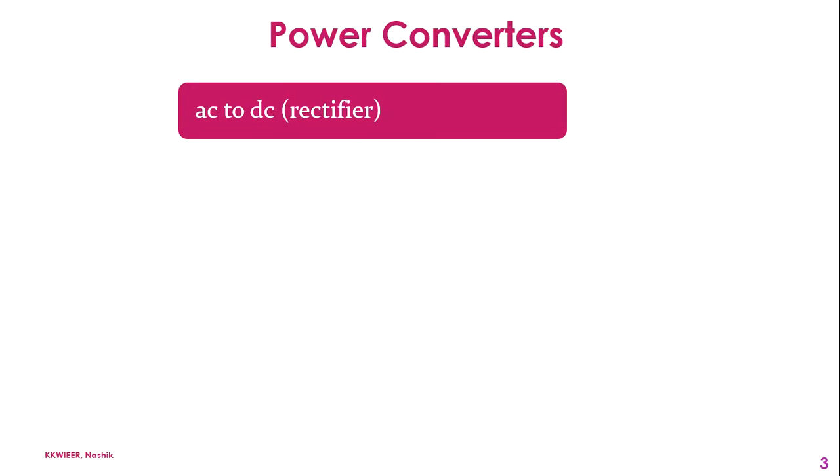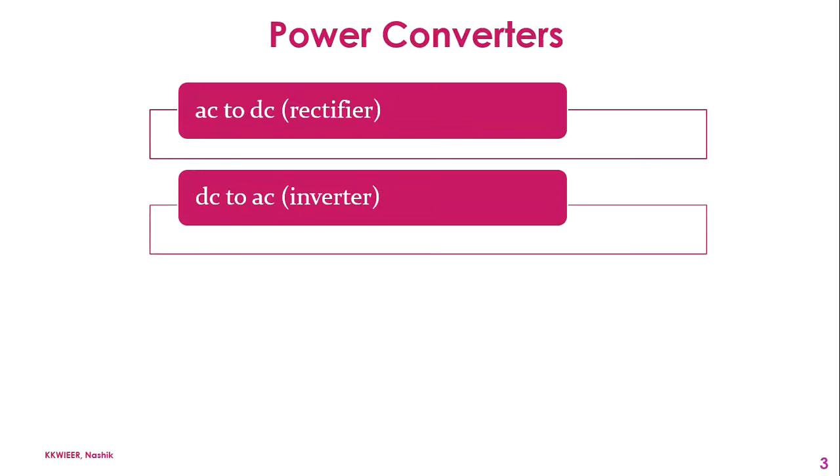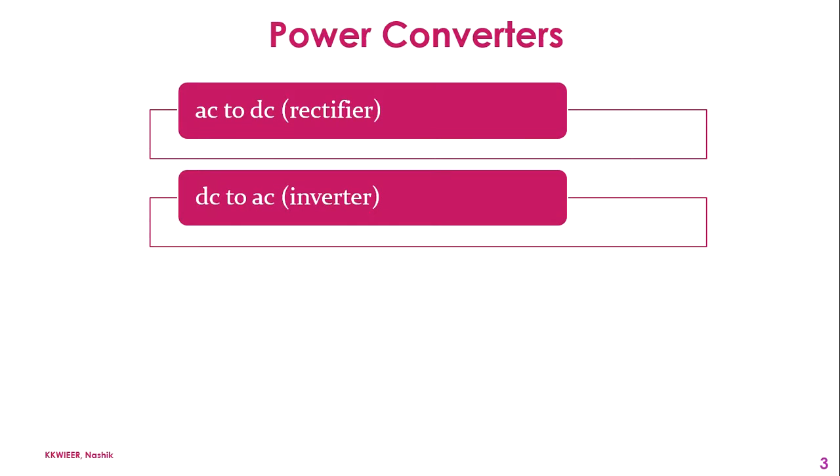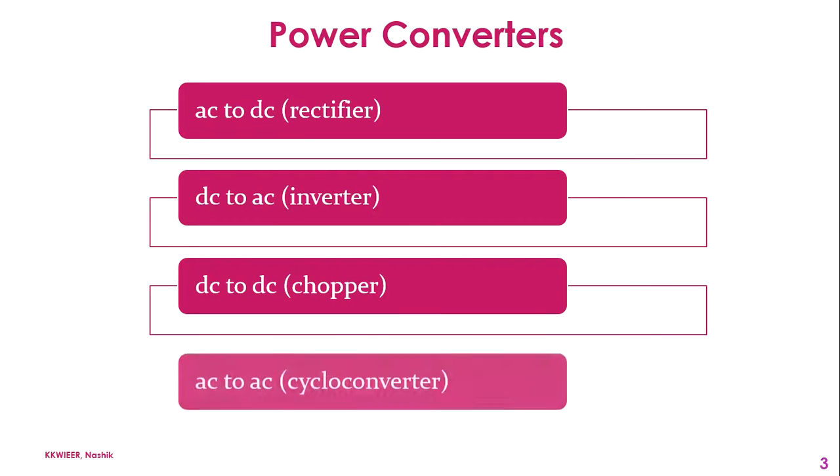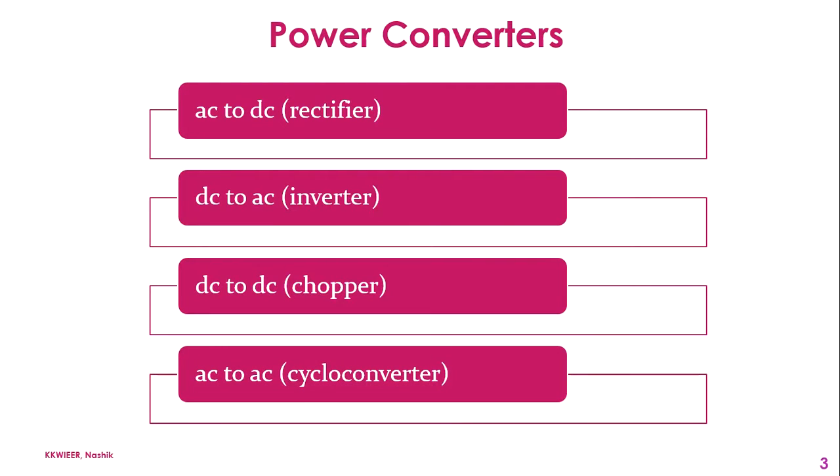As we have studied, the power converter topologies are of 4 types: AC to DC converter, that is known as a rectifier, DC to AC converter, which is nothing but an inverter, DC to DC, that is a chopper, and AC to AC, that is a cycloconverter. So in this unit we are going to study these choppers.